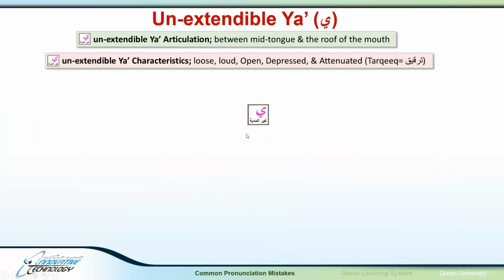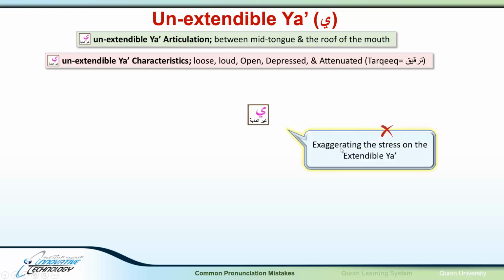And now the common mistakes of the ya غير المادية. The first mistake is exaggerating the stress on the extendable ya. An example of that would be أينما. We're really stressing the ya here. And the right way of pronouncing it is like this. أينما. So avoid extra stressing on the ya.